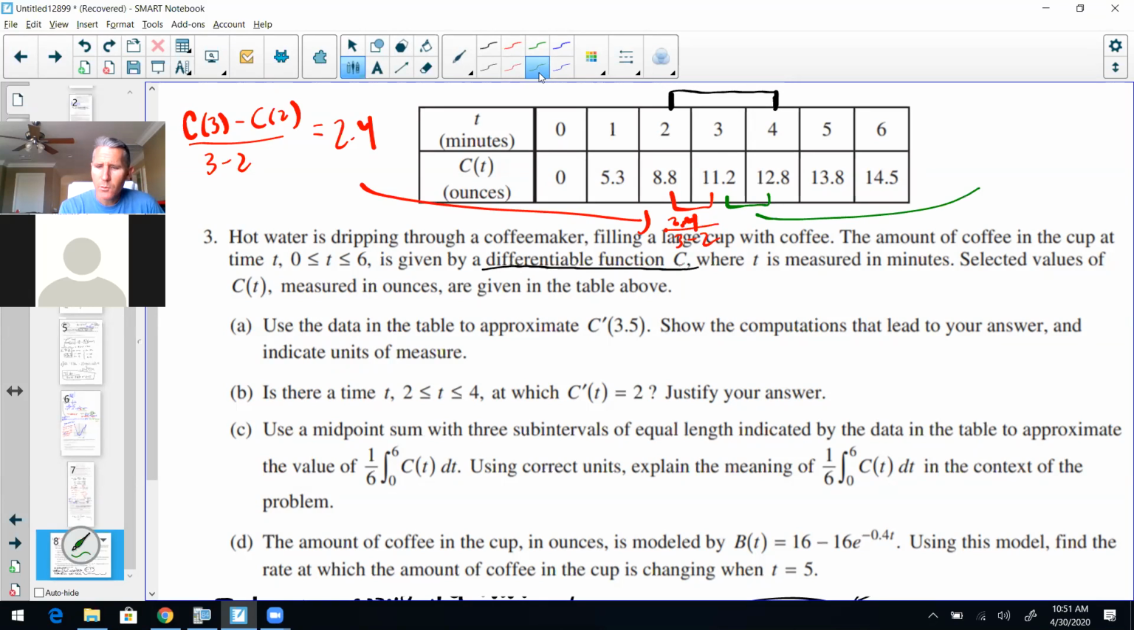So for this guy, we have C of 4 minus C of 3 over 4 minus 3, which is going to be what? 1.6. If you have that C is differentiable, does there have to be a time in between 2 and 4 where the rate that coffee is filling the cup is exactly 2?